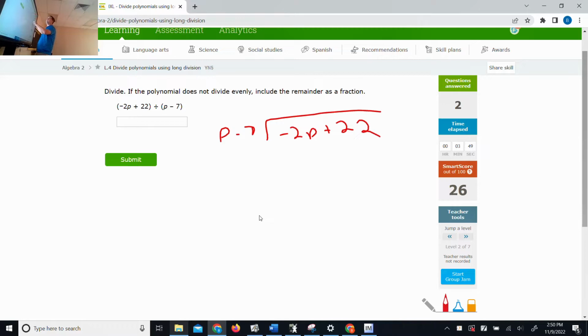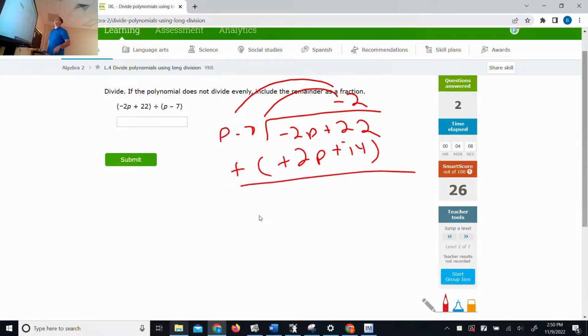Turn a p into a negative 2p, we multiply by a negative 2. If we distribute to both terms, we'll have negative 2p plus 14. I don't know why I said 1. Obviously not 1. I'm going to subtract this line. It makes that positive, makes that negative. Now I'm going to use addition. Adding down now, I see that I have a remainder of 8.